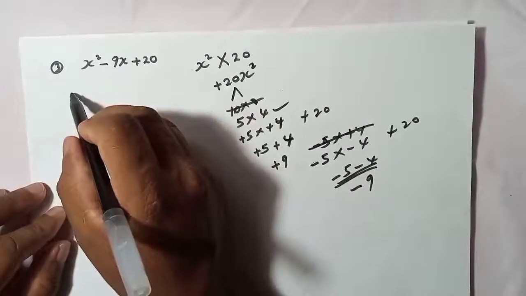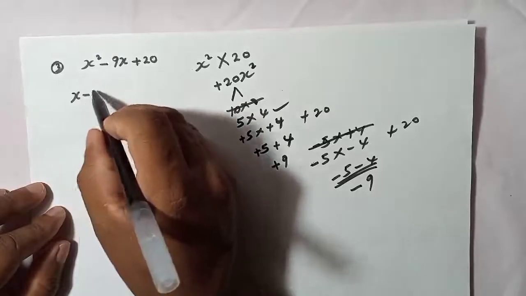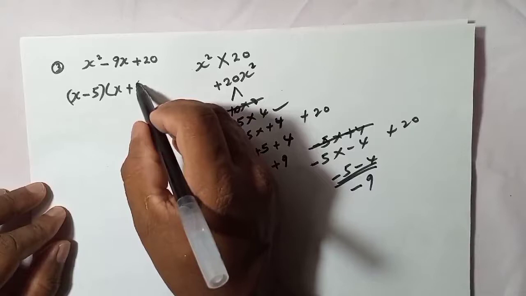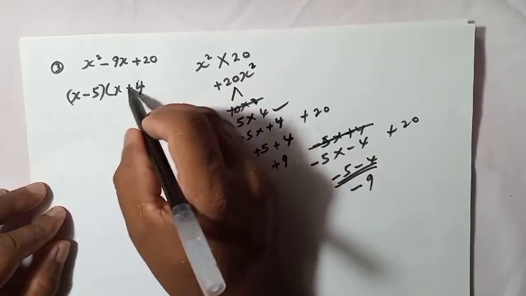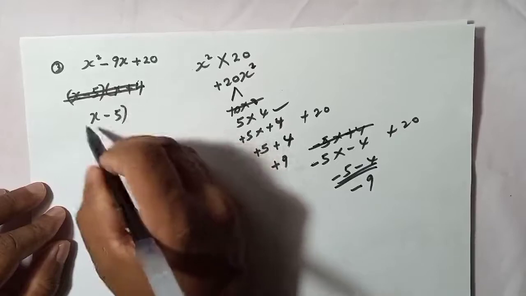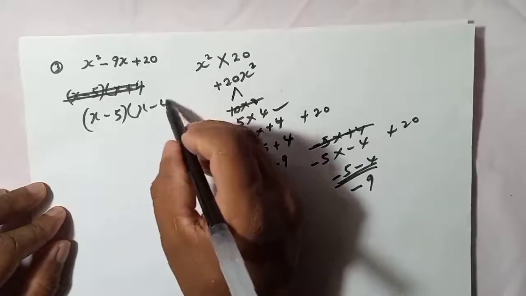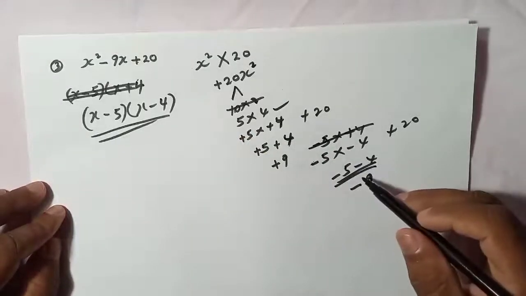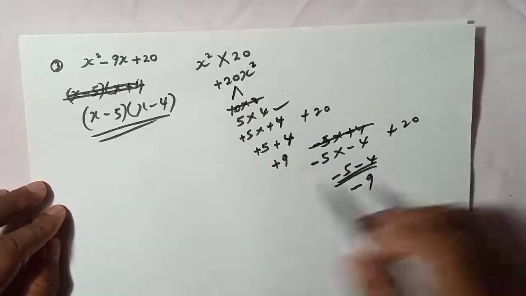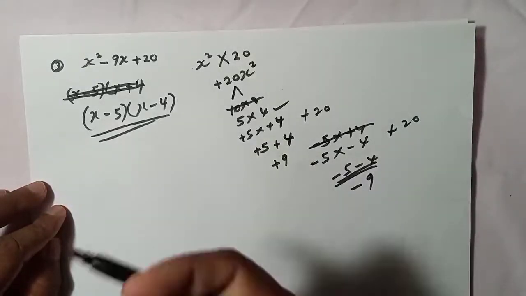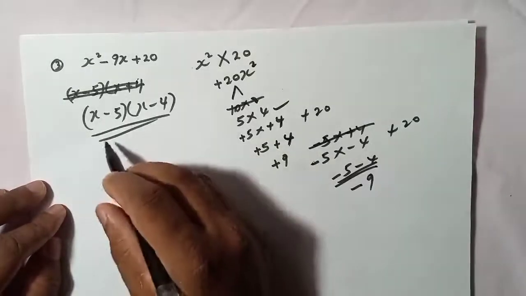Then someone can write the answer directly. What is it? We can write x minus 5 and x minus 4, because these are the two numbers we get. We got them here. So this is the answer. But if you need the long method, you have to do it this way.